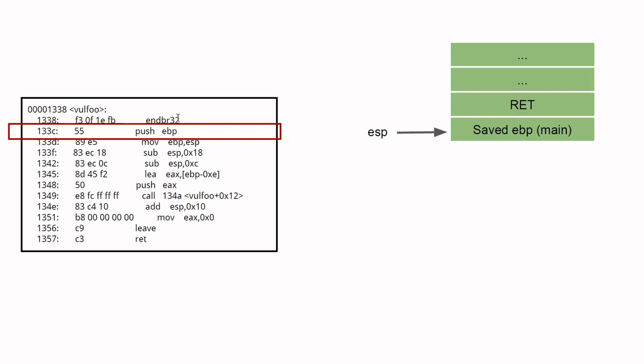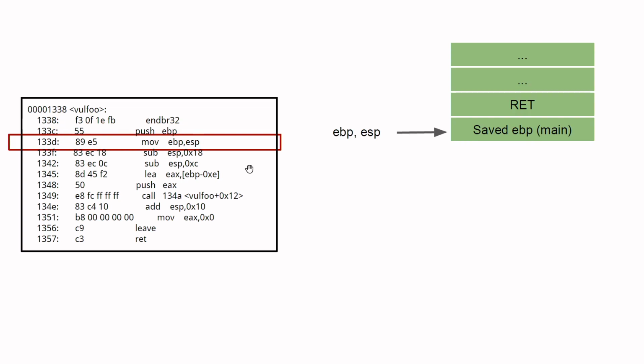Then the next instruction is the traditional function prologue. We have a push EBP there. After we execute push EBP, the value in EBP will be saved onto the stack. So ESP moves down 4 bytes. The saved EBP will be on the stack, and the saved EBP actually points to the stack frame of the main function.